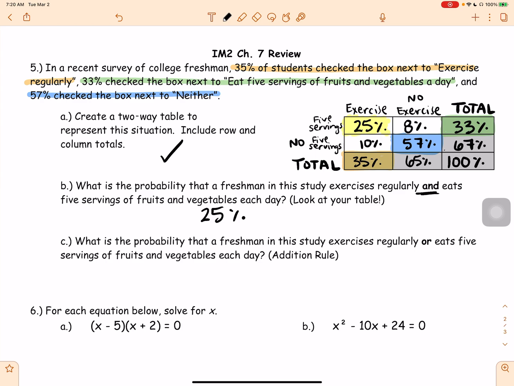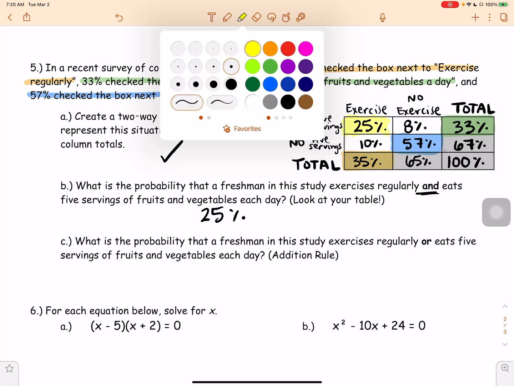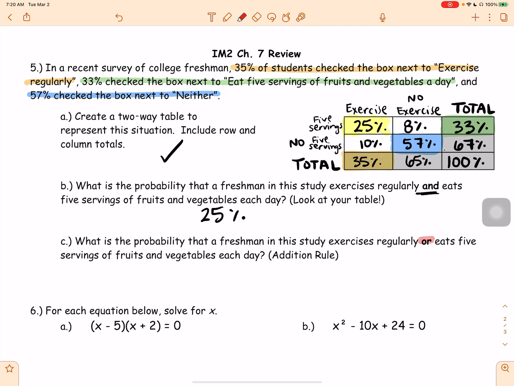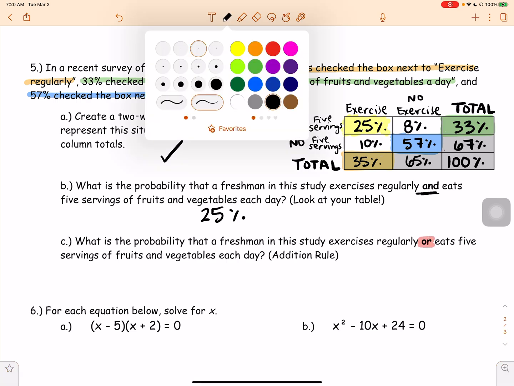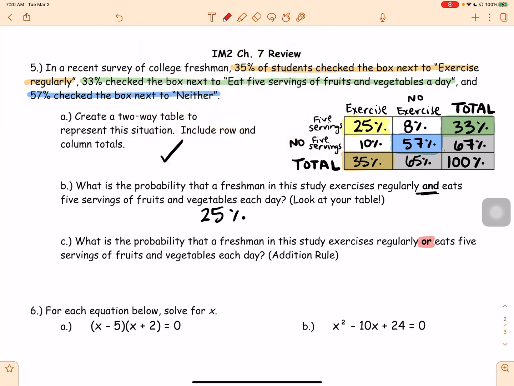So part C, it says, what is the probability that a freshman in the study exercises regularly or eats 5 servings of fruits and vegetables each day? This is the addition rule. With that "or" statement, that means we're using the addition rule. You can look back in your notes to find it. It is the probability of A or B is equal to the probability of A plus the probability of B minus the probability of both of those happening at the same time.